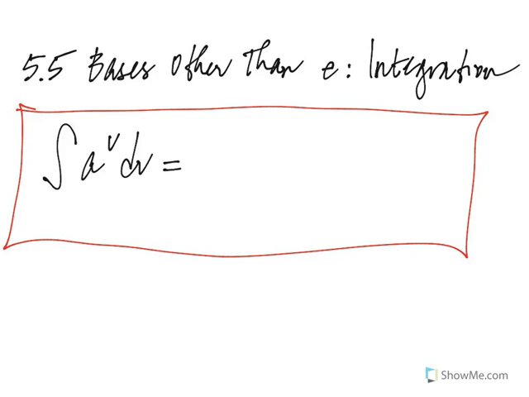All right, so here's the deal. a to the u is integrable, u is a differentiable function of x, and a is a real number other than 1. What you get is 1 over the natural log of the base times a to the u, plus c. You'll notice that there is no u prime. There's never a u prime with integration.